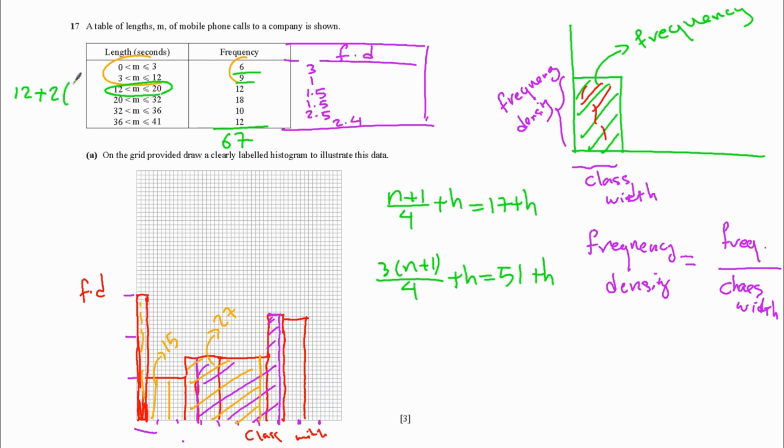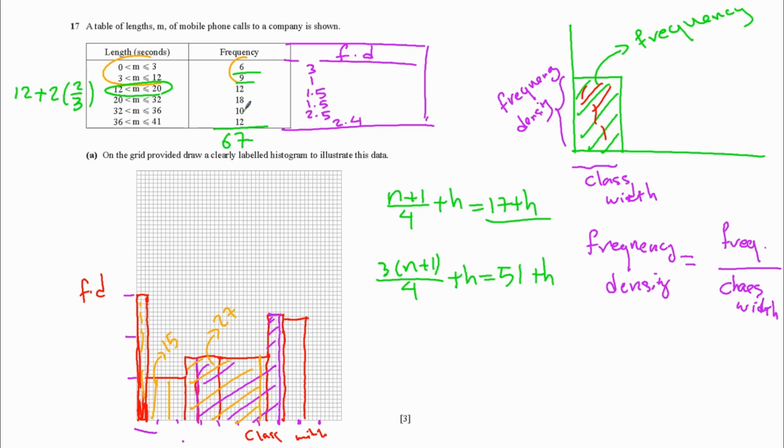Okay, so I divided the 12 to 20 into 12 sections. And out of those 12 sections, I just need 2 sections because I have 6 and 9 there. To get the 17th, I just need to add 2 more. To get the 51st, I again need to add these things together. So 6 plus 9 is 15, plus 12 is 27, plus 18 is 45, plus 10 is 55. So we are in this class between 32 and 36.